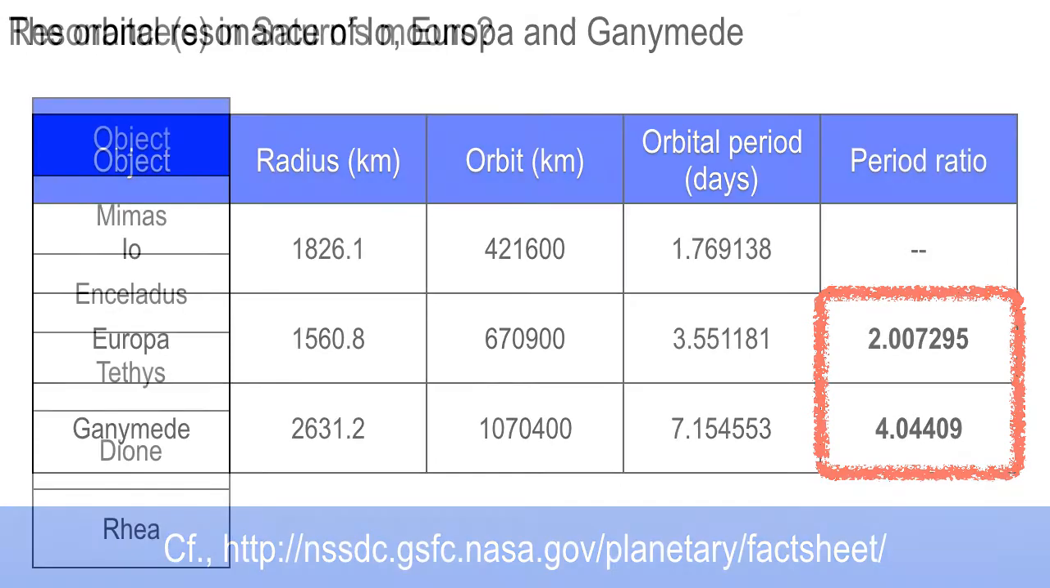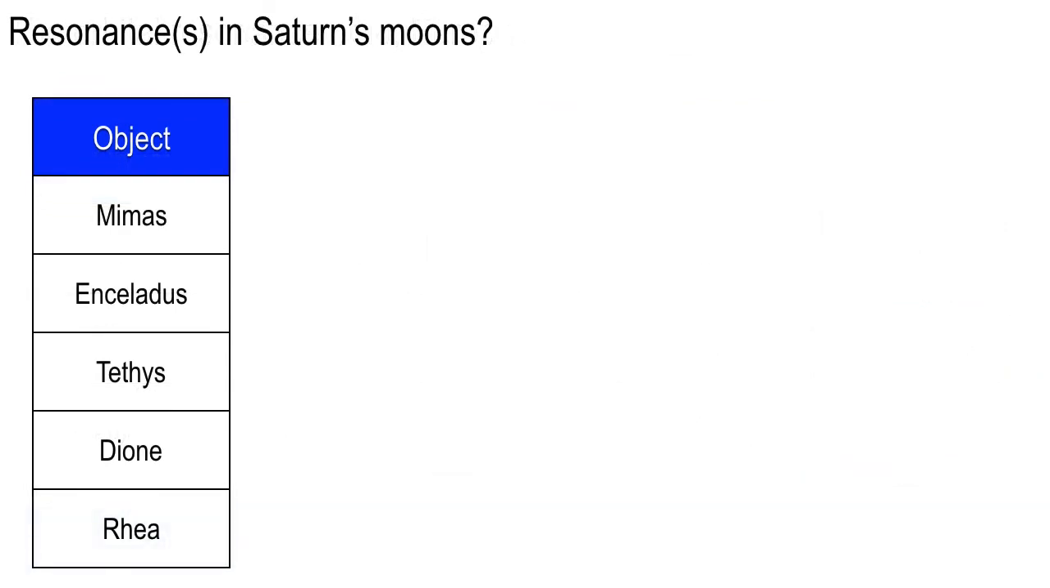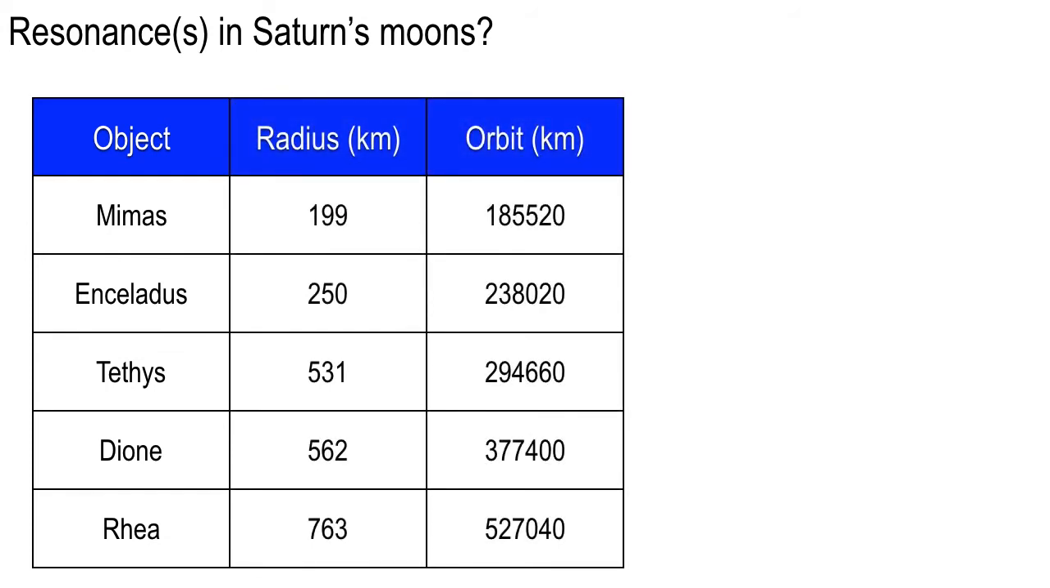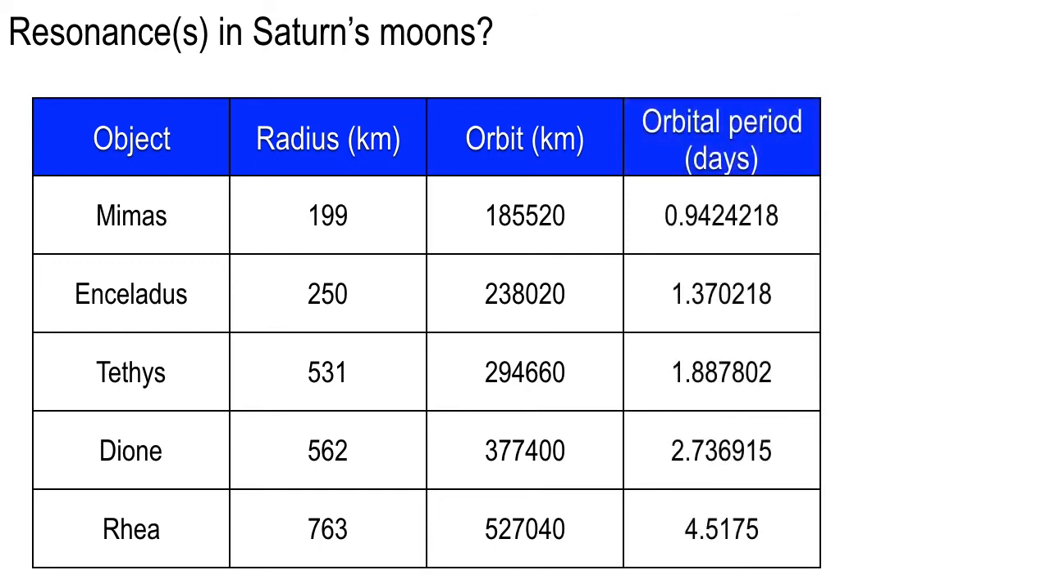So there's all these kind of gravitational interactions. All right, let's take a look at Saturn's moons. And I want you to sketch in this table. Mimas, Enceladus, Tethys, Dione, and Rhea. Now here are the radii. They're not that gigantic. They're fairly small. Here are their orbits. And here are the orbital periods in days.